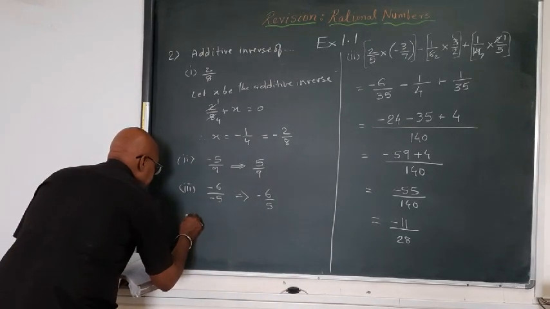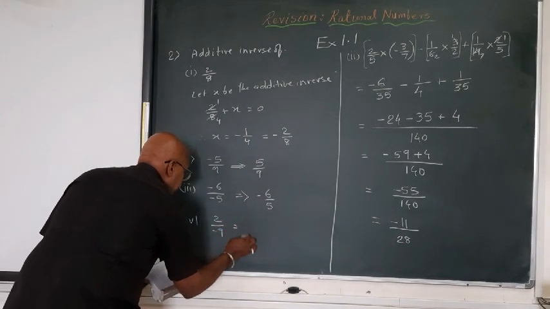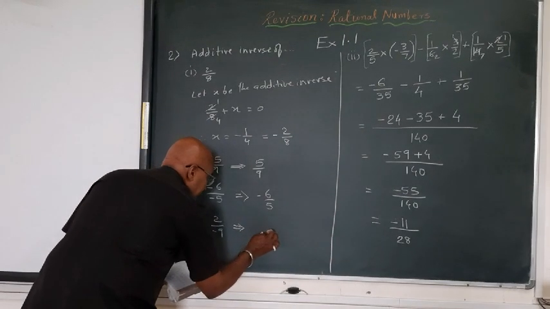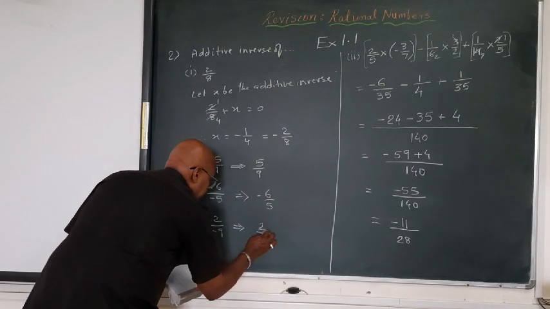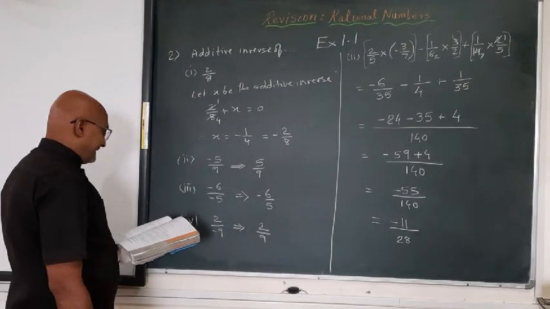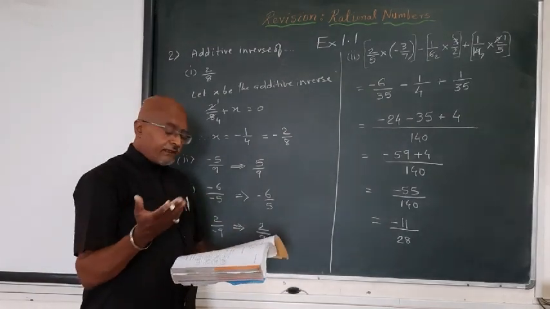Fourth one, 2 upon minus 9. So the additive inverse of this is 2 upon 9. And lastly, 19 upon minus 6. I am not writing here. So it will be 19 upon 6.